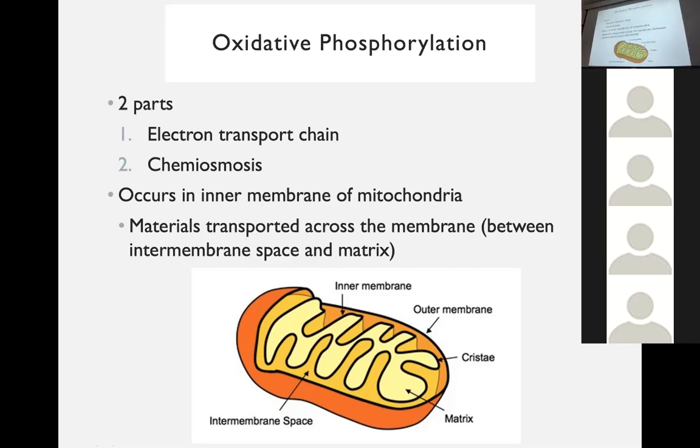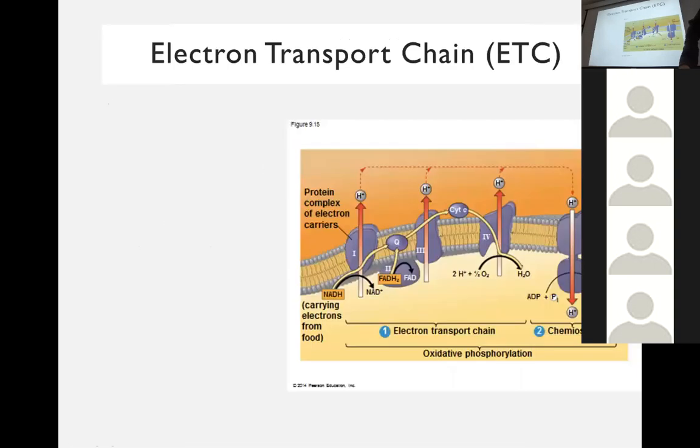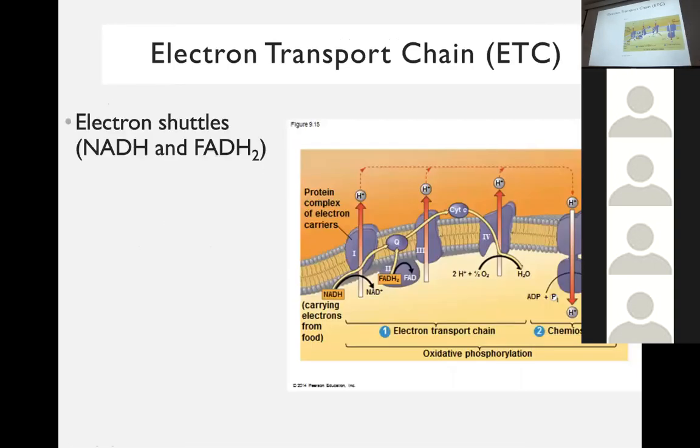That's basically what we're doing in this last step. Okay, so the electron transport chain we'll talk about first, and then chemiosmosis. The electron transport chain, we have those electron shuttles, the NADH and the FADH2, holding onto electrons, bringing them over to the inner membrane of the mitochondria, and then they're basically going to release them.